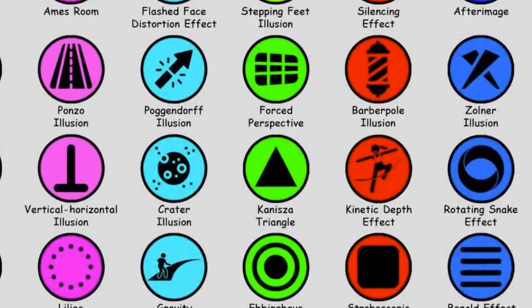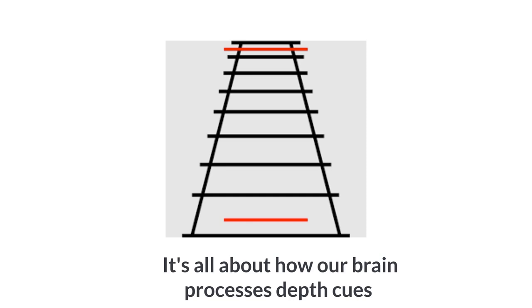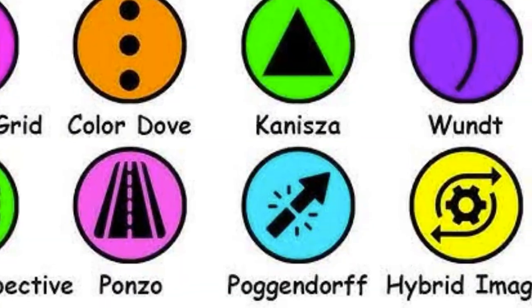Number 11. Ponzo illusion. In the Ponzo illusion, the upper line looks longer because our brain interprets the upper part as receding into the distance. It's all about how our brain processes depth cues, making us perceive 2D images as 3D.